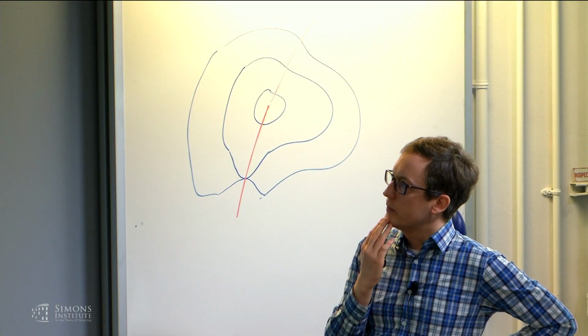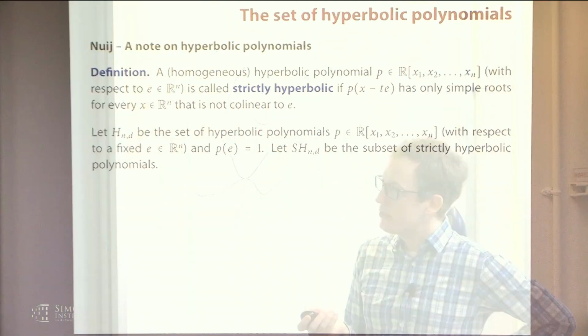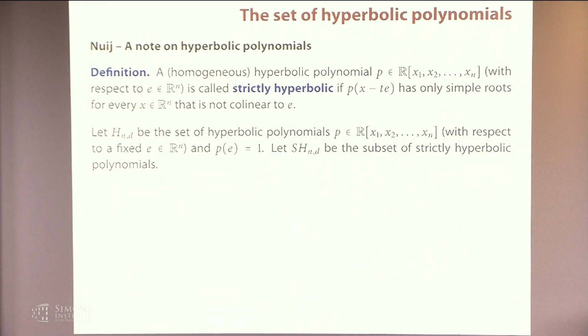And these are special. In order to state this correctly as a technical detail, you have to normalize everything. So I'm only looking at hyperbolic polynomials that evaluate to 1 at the fixed point. Otherwise, some of the statements do not mean what they should. And then I have two sets: those polynomials that are hyperbolic in this direction, and the subset of those that are strictly hyperbolic.